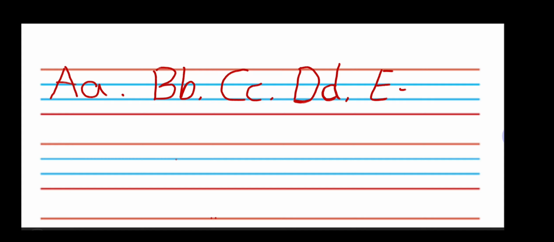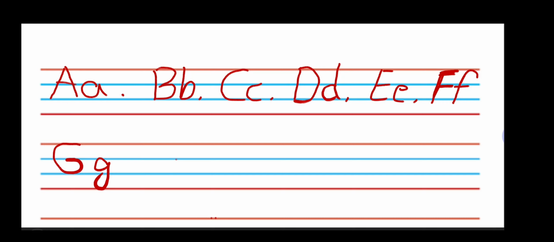Okay. Now, I will tell you how to write from A to G. We write A like this. Then B, C, D, E, F, G.